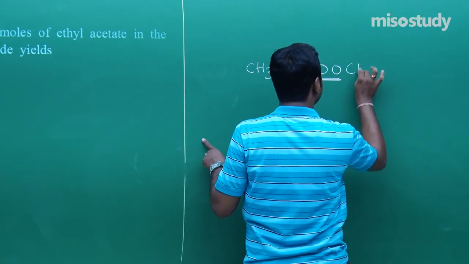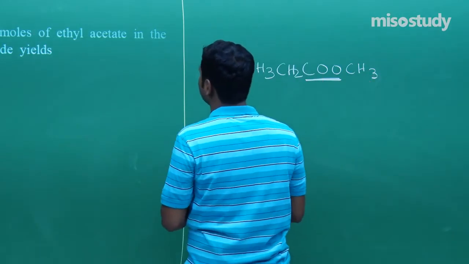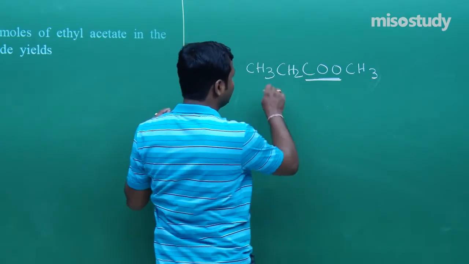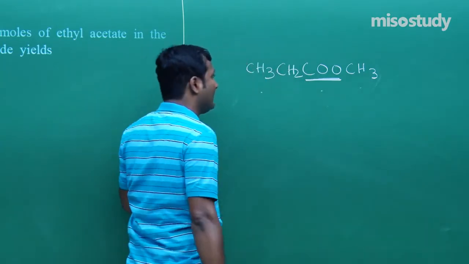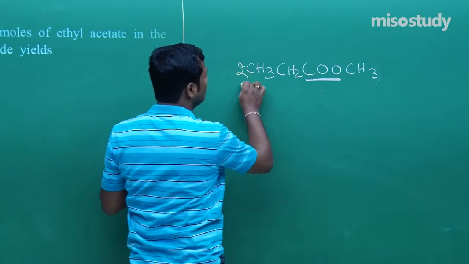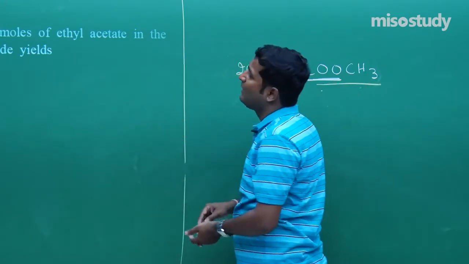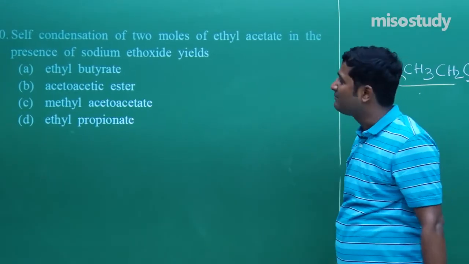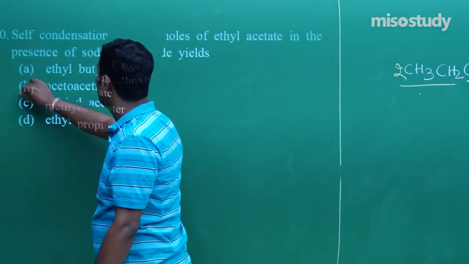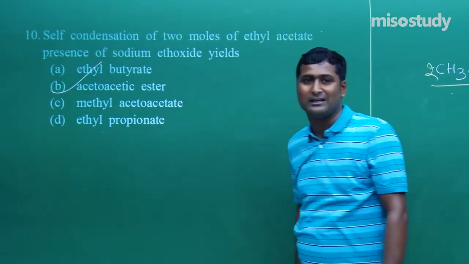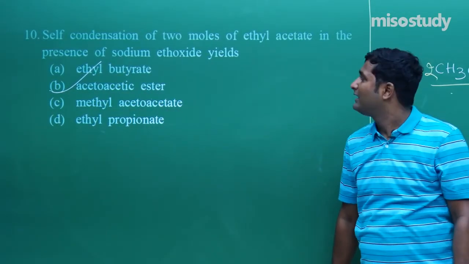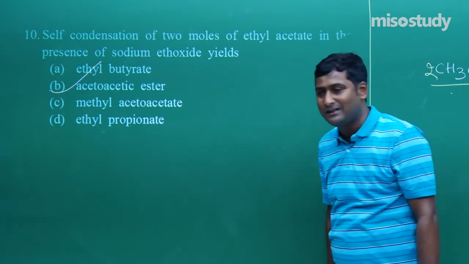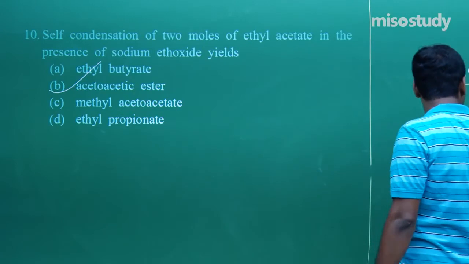Now, that is ethyl acetate. Sorry, not C2H5, CH3COOCH3. 2 moles of ethyl acetate, in presence of sodium ethoxide, it's very simple, it gives you acetoacetic ester. Clear to you? What I'm telling you, it gives acetoacetic ester. I think now you can easily solve such questions.